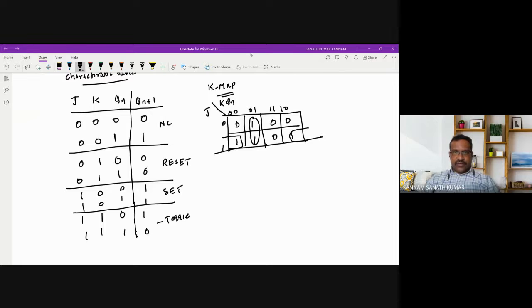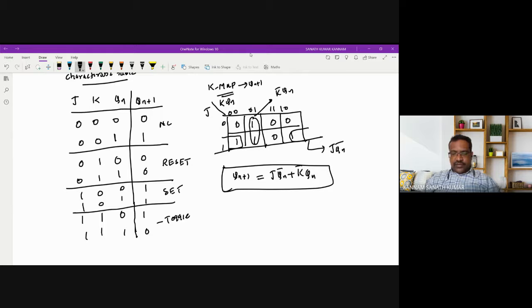So here, if you write for this one, this is K bar into Qn, and this one is nothing but J into Qn bar. So what is the equation for the next state? This is the equation for the JK flip flop for Qn plus 1. So Qn plus 1 equals J into Qn bar plus K bar into Qn. So this is the equation for the JK flip flop.